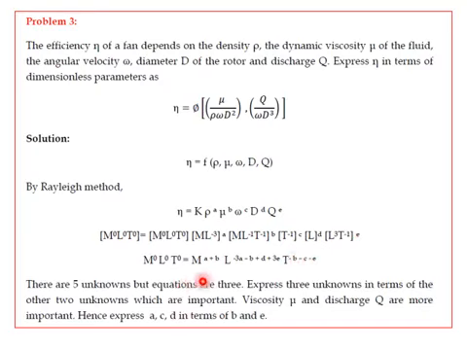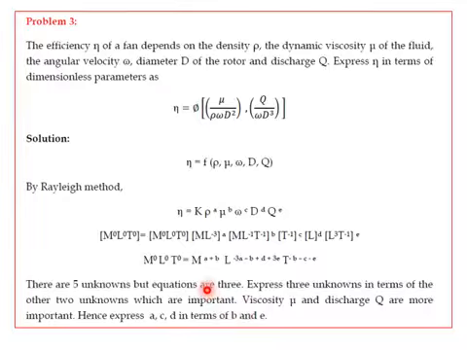So here we can find that a, b, c, d, e, there are 5 unknowns but only 3 equations. So hence we have to express 3 unknowns in terms of the other 2 unknowns which are very important. So we have to identify the 2 unknowns which are very important. So here you can see this equation. For mu and Q, for mu it is b and for Q it is e. So b and e are very important terms. So therefore you have to express a, c, d in terms of b and e.